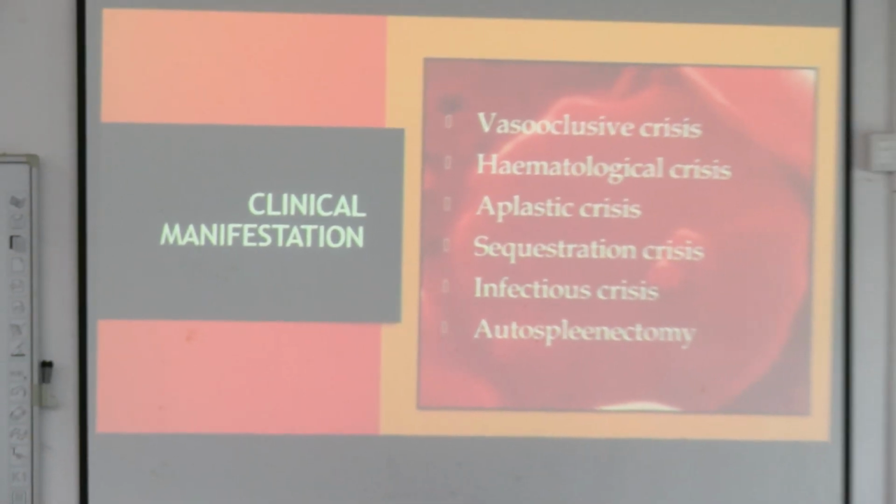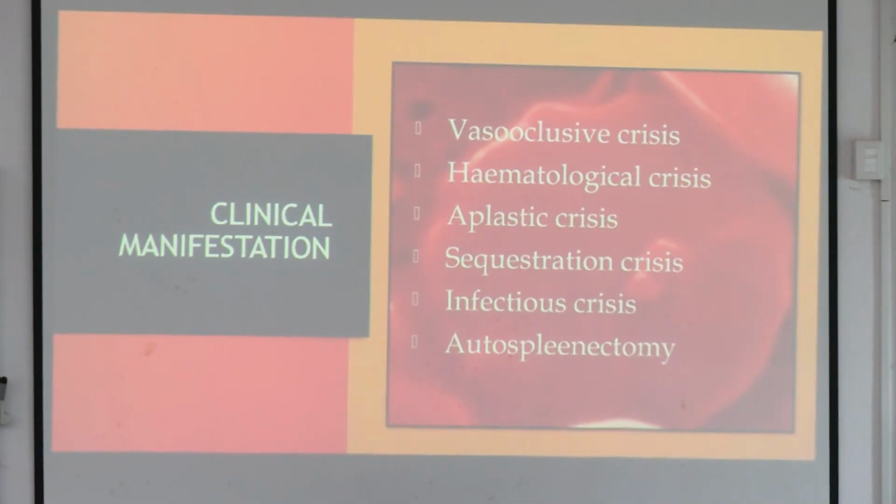So if there is more destruction, then the graveyard of the RBC, that is the spleen, will be increased in size. And for this increase in size, this enlarged spleen has congested sinusoids and they pull up the RBCs into its own sinusoids, and the patient will develop a hypovolemic shock-like scenario. Okay, that is sequestration.